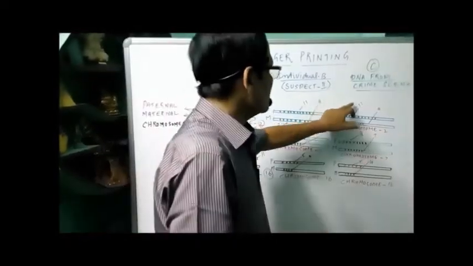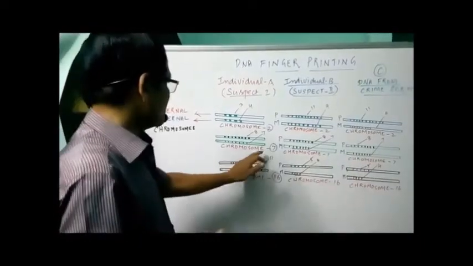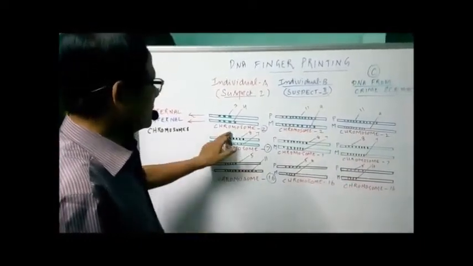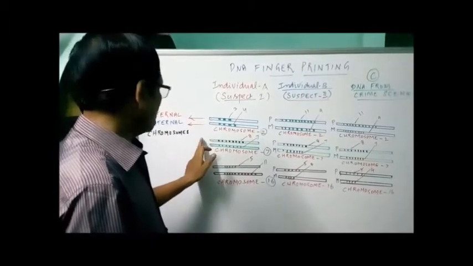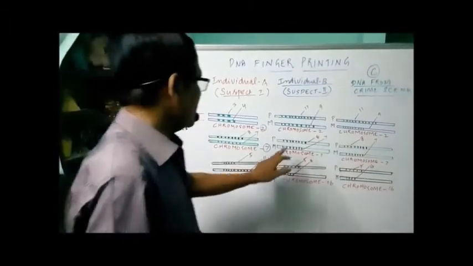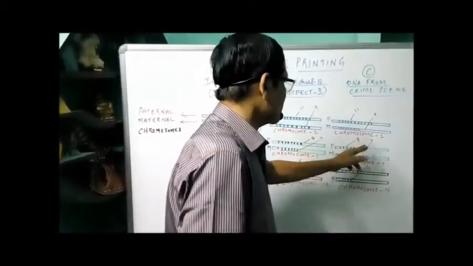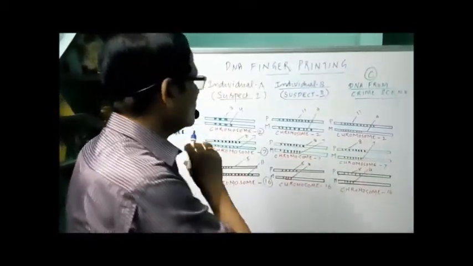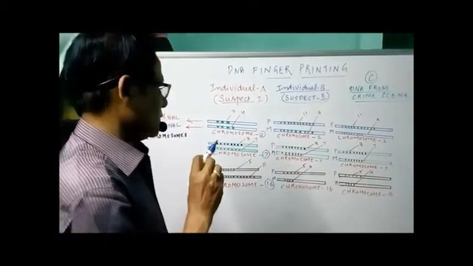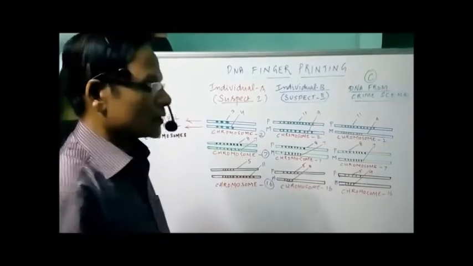In the case of DNA from the crime scene, also 11 and 9. I am taking chromosome number 7. The number of tandem repeats is 8 in the paternal chromosome and 7 in the maternal chromosome. And here also 8 and 7. Here also we have 8 and 7. So it is common for all three individuals: one from the crime scene, another from suspect 2 and another from suspect 1.